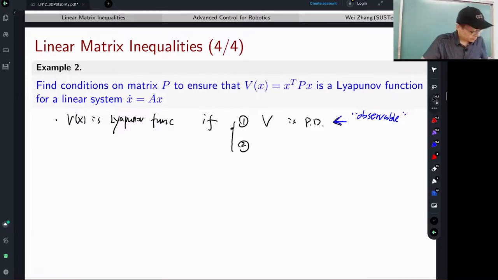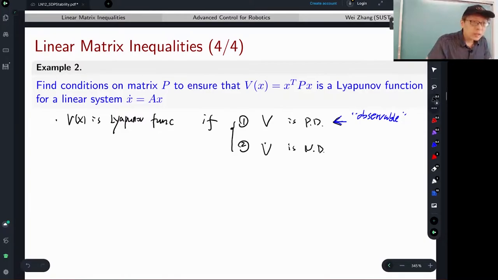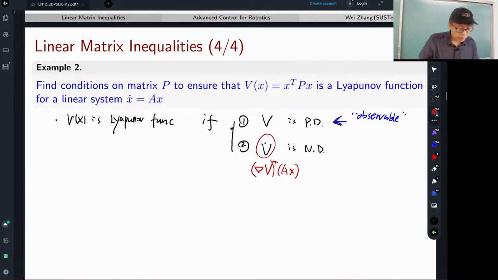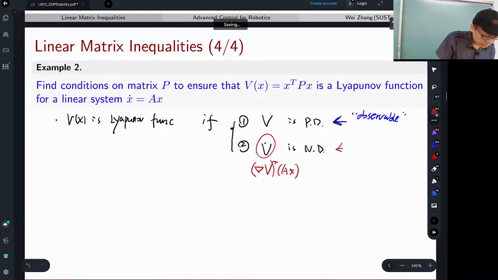Second, what? The Lie derivative. Negative semi-definite. V dot, or L_f V. So V dot along the vector field is negative definite. Negative semi-definite is fine, but here we think about asymptotic convergence, so negative definite, right? What I mean is this is the gradient of V transpose times the vector field, which is AX. Remember? That means it is decreasing: along the closed-loop trajectory, the value of the function decreases.